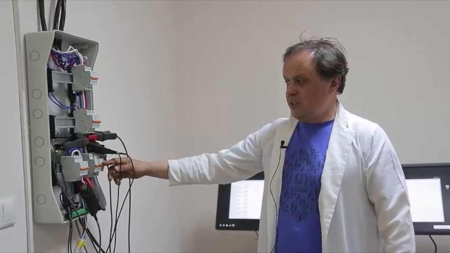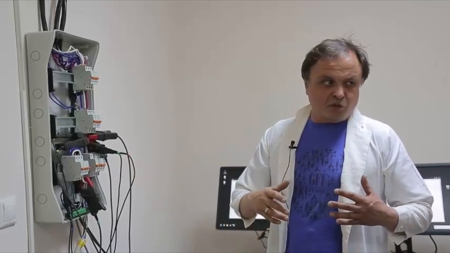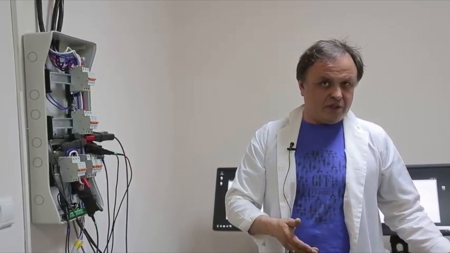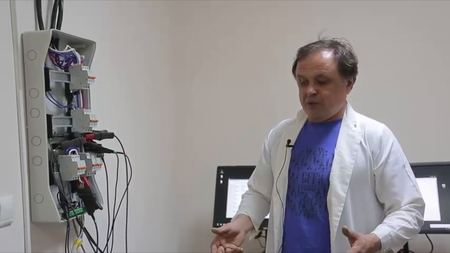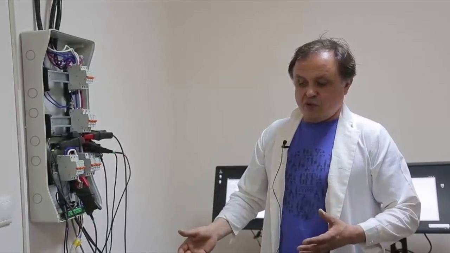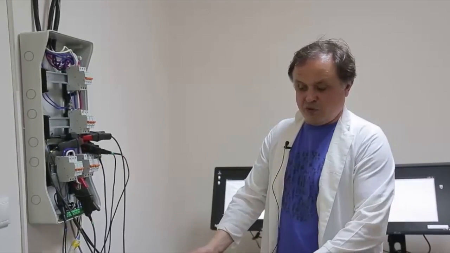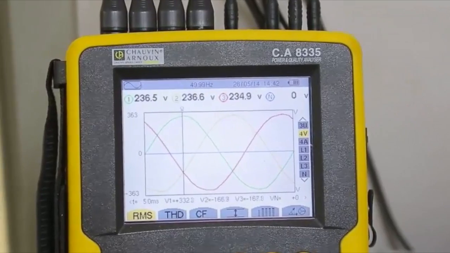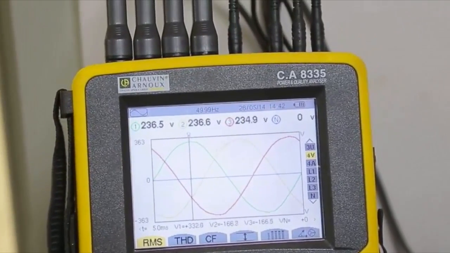We will use a Chauvin-Arnoux Measuring Center CA8335 to measure quality of electric power. I'd like to demonstrate that our equipment protects servers from failure, and we will see if an open phase would cause servers to trip or not. Observe three voltages of the supplying grid.